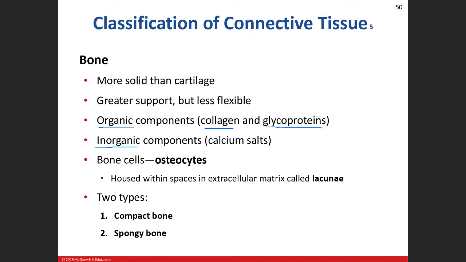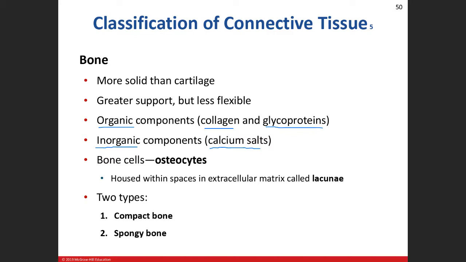Then our inorganic component is what gives bone its hardness and resiliency. There are several different terms for it. The book likes to call it calcium salts. I've referred to it as bone salts in some of the literature I've read. It's technically called hydroxyapatite, but again, we'll talk about that more in chapter 7.